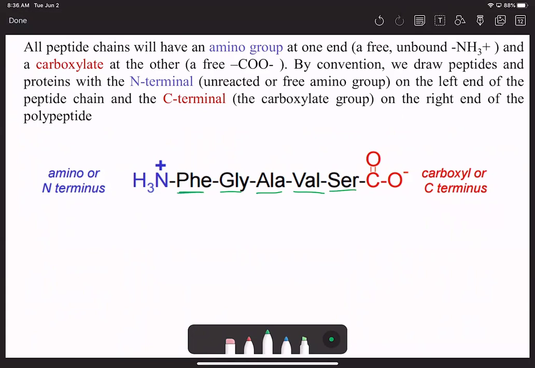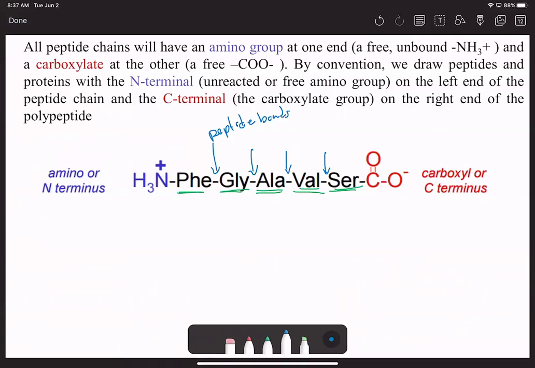So here, we're going to use the three-letter abbreviation. And we're going to assume that these, you do have to have them in there, are the peptide bonds, right? Those are our peptide bonds here.